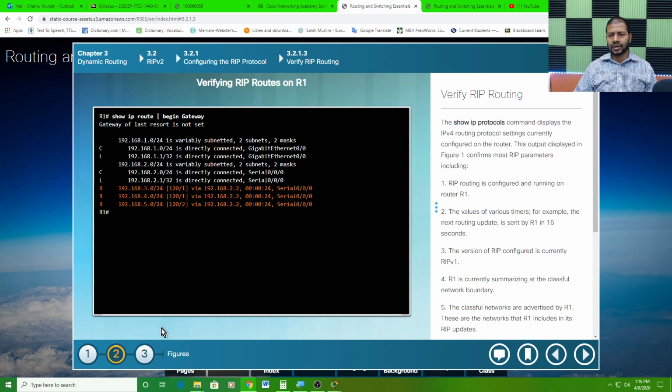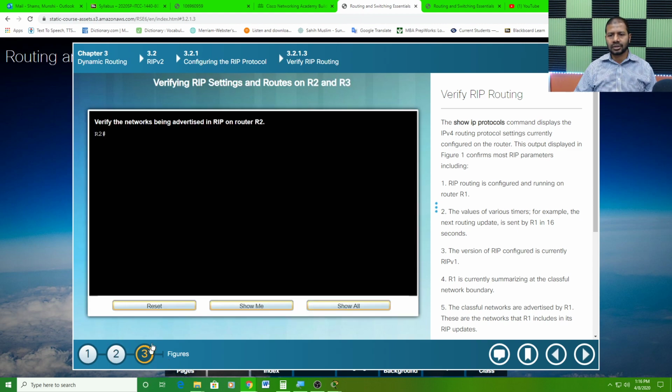Show ip route shows the routing table. We know that. We have done that in the last chapter. And they want you to practice. Move on.